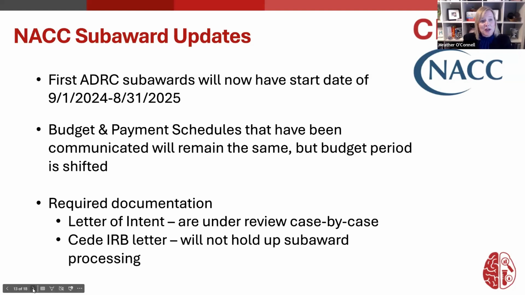Moving forward, the required documentation that we're going to be looking for is the letter of intent and the CLARiTI approval letter. In terms of the letter of intent, sites that have already submitted will likely not need to resubmit that letter. We're reviewing each submitted document individually to make that determination, and we'll reach out if we need any changes to that. But for those sites that have not yet submitted, we still need to collect those and make sure that they're addressed to the University of Washington.